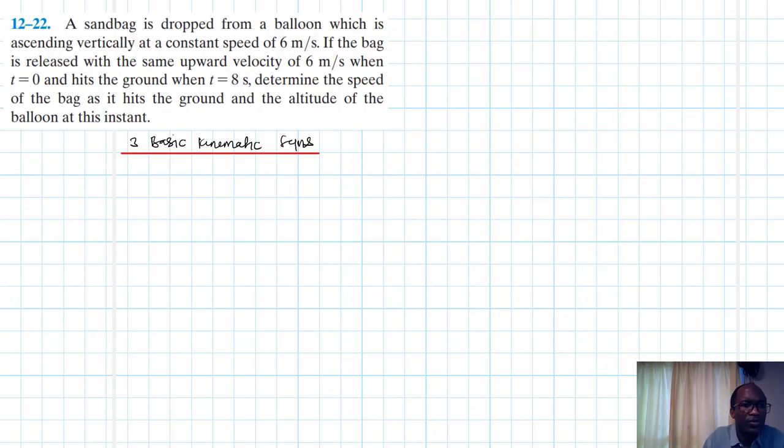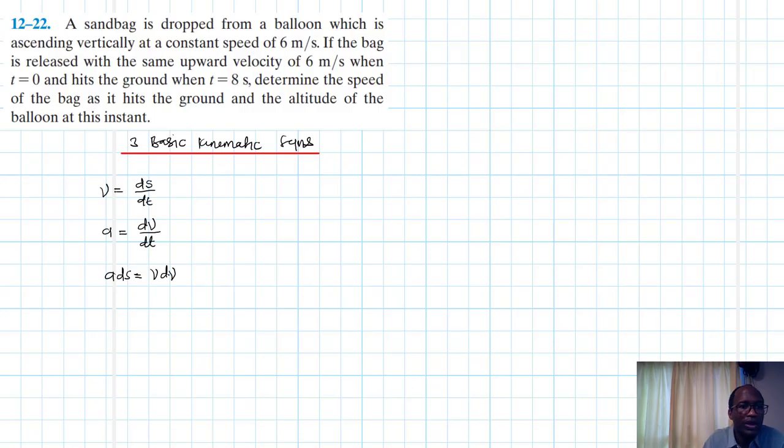We have the first one, which is instantaneous velocity, which is the time derivative of position. Instantaneous acceleration, which is the time derivative of velocity. And when we make dt the subject of the formula and equate the two, we have one derived equation, which is a ds equal to v dv.